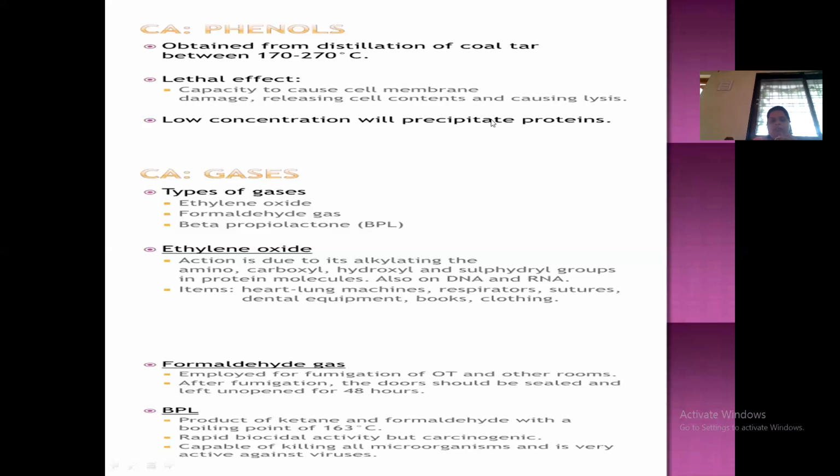Next is BPL. BPL is a product of ketone and formaldehyde; the ketonic group and formaldehyde give BPL. Its boiling point is 163, it has rapid biocidal activity, and it is a carcinogenic material, meaning a cancer causing agent. It is capable of killing microorganisms with very little active agent, such as viruses.